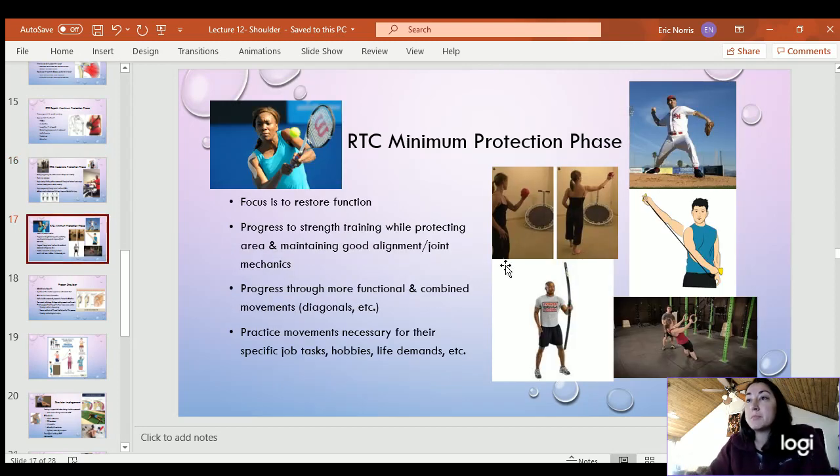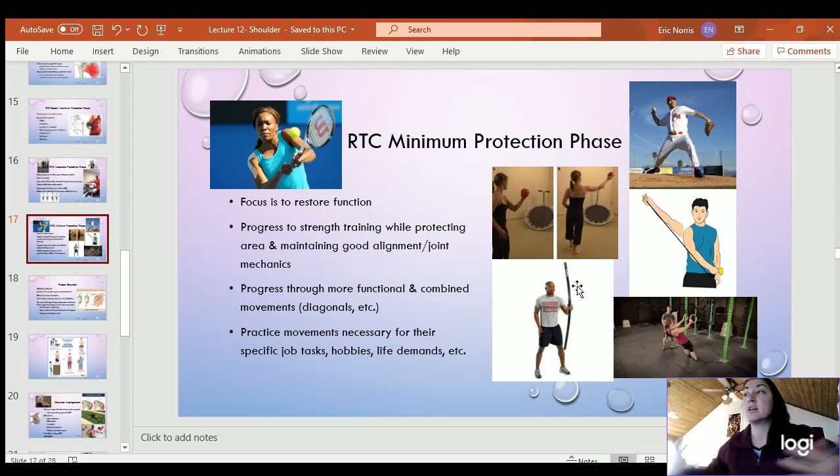With the minimum protection phase, the focus is to restore function. So at this point, they're basically cleared from the surgeon to go through more and more movement patterns and to do more active and resistance training. And now you're starting to go through strengthening throughout various ranges like diagonal patterns. This is the body blade that can help with some strengthening as well. And a lot of times we'll do diagonal patterns with it.